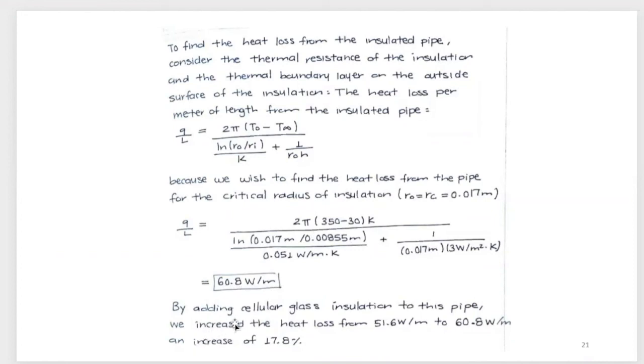So as you can see, by adding cellular glass insulation to this pipe, we increase the heat loss from 50.6 watts per meter to 60.8 watts per meter. So it was an increase of heat loss of 17.8. So was it beneficial or not to add the insulation?